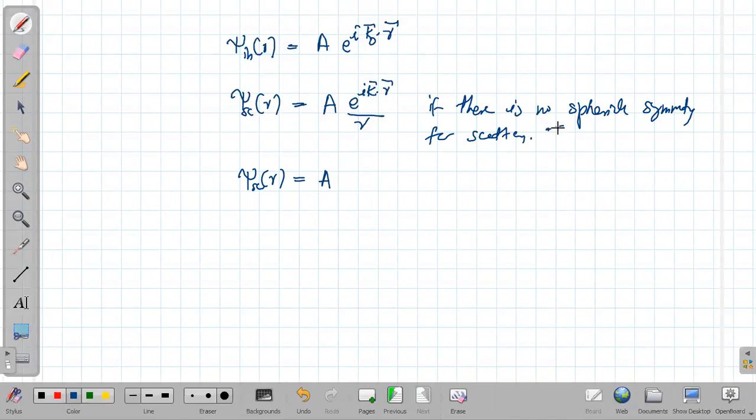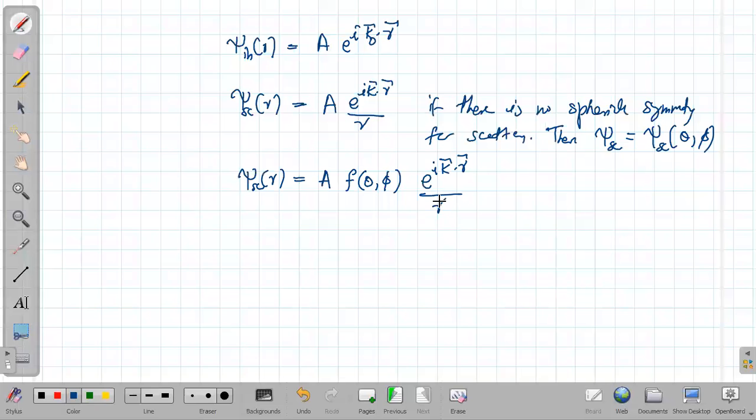Then psi scattering would also be a function of theta and phi, because at different angles you will get different scattering cross sections. So I have to include a new term here, f of theta phi, multiplying e raised to i k dot r by r. This f of theta phi gives the angular dependence of the scattering, and it is called the scattering amplitude.